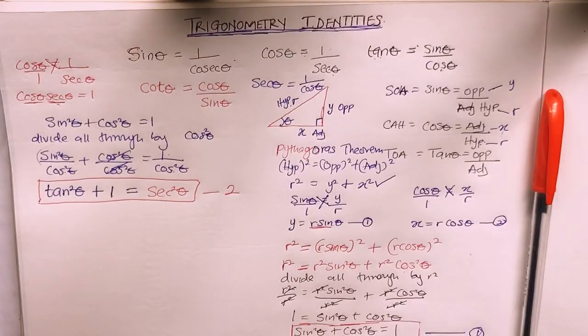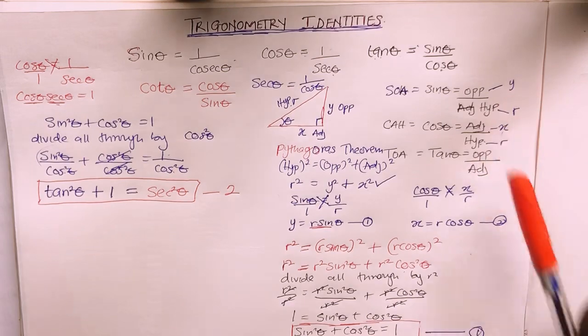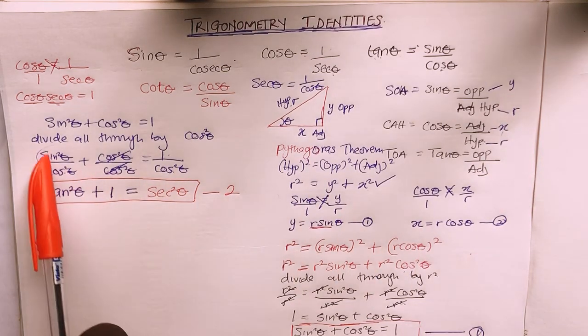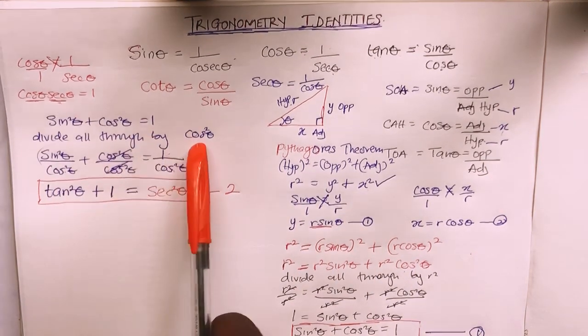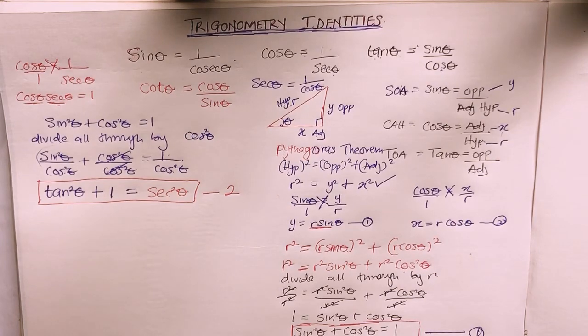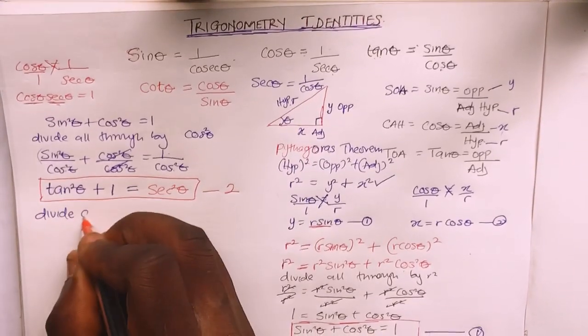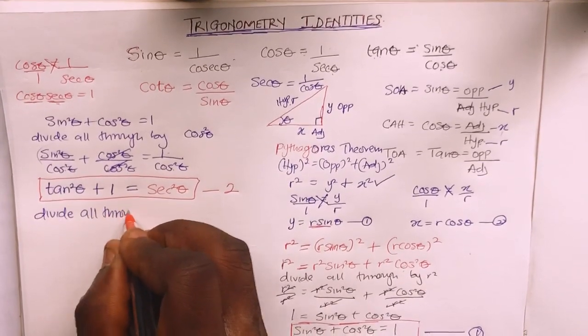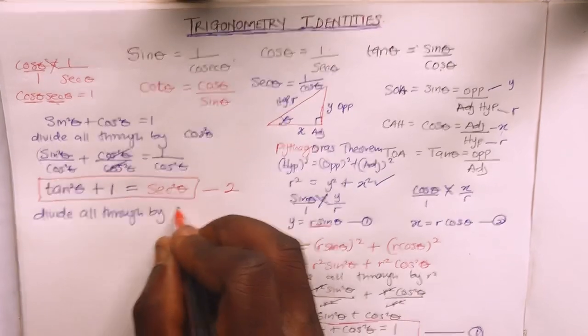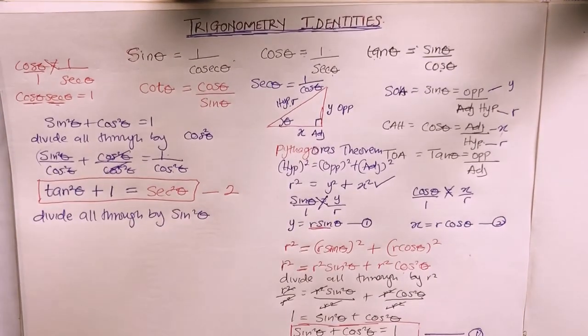Can you see this now? Then let's go ahead and derive the third identity. Deriving the third identity, you guys, can you see that I divided all through here by cos square theta? Then the next thing I'm going to do now is just to divide all through by sine square theta. Let's see what I'm going to have.